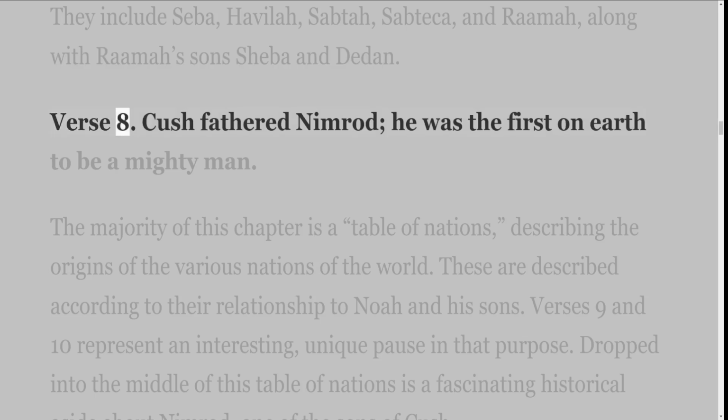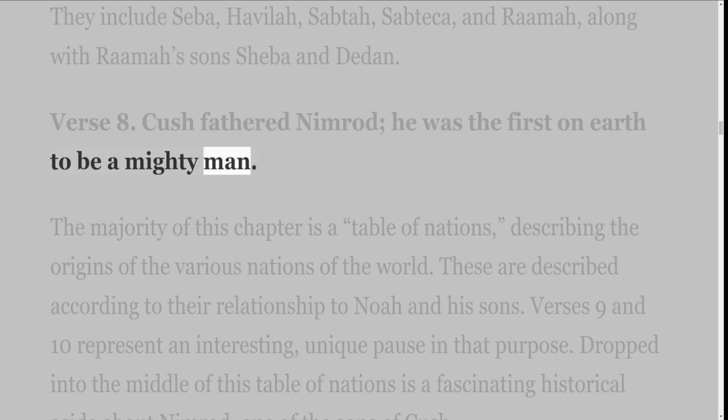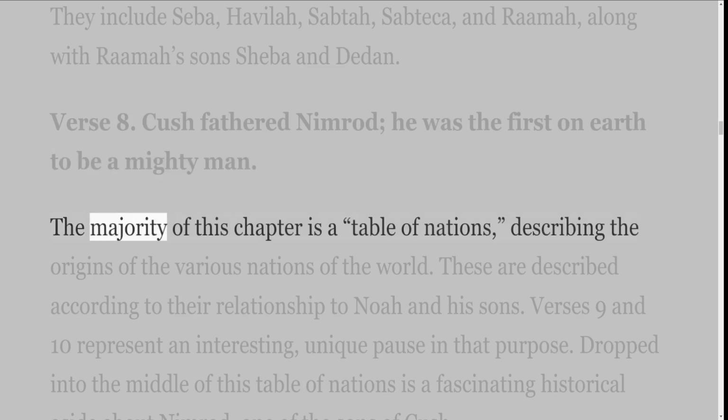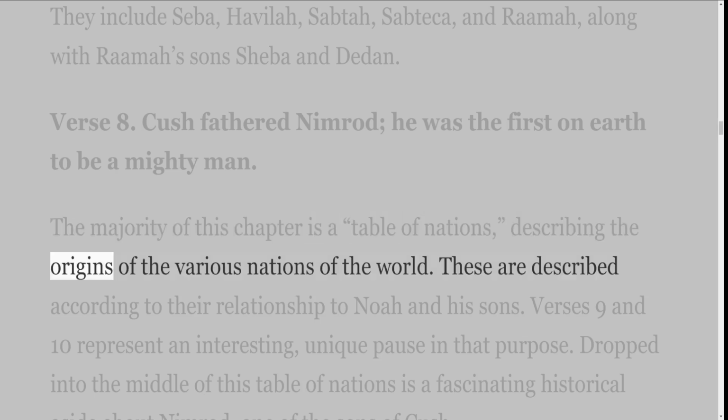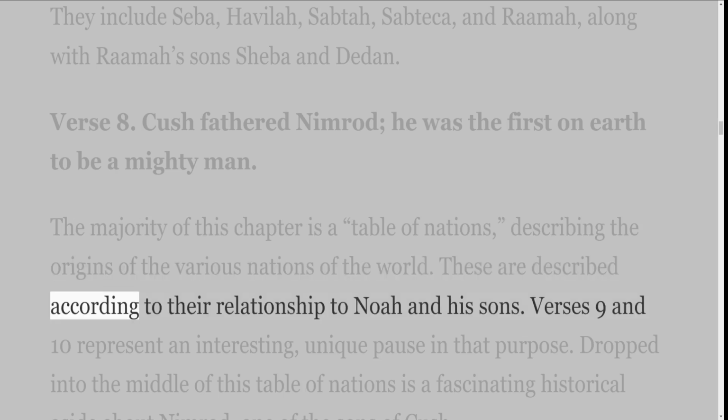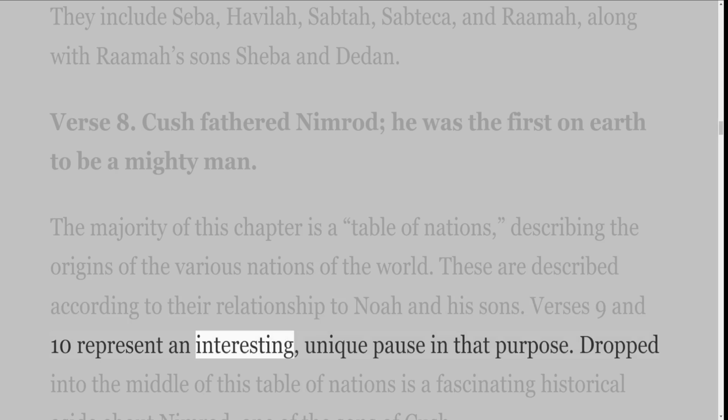Verse 8. Cush fathered Nimrod. He was the first on earth to be a mighty man. The majority of this chapter is a table of nations, describing the origins of the various nations of the world. These are described according to their relationship to Noah and his sons. Verses 9 and 10 represent an interesting, unique pause in that purpose.